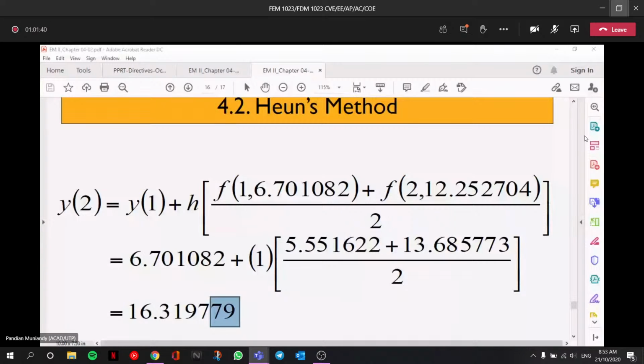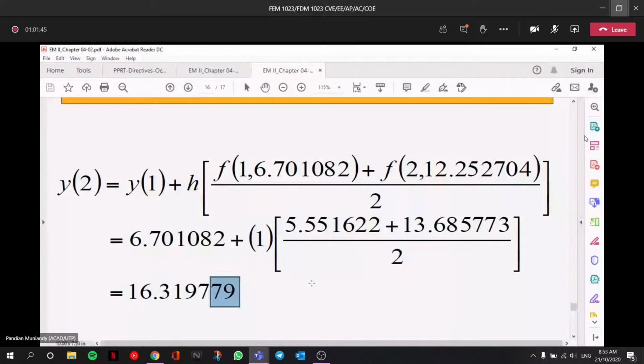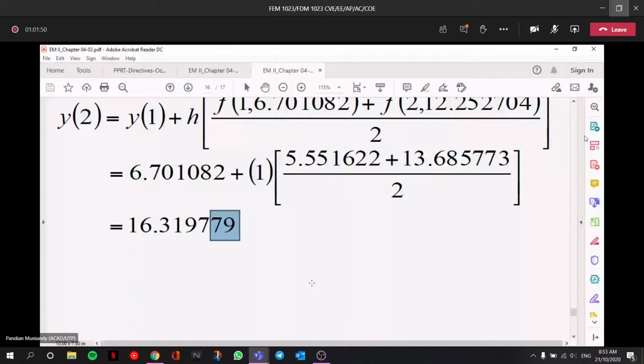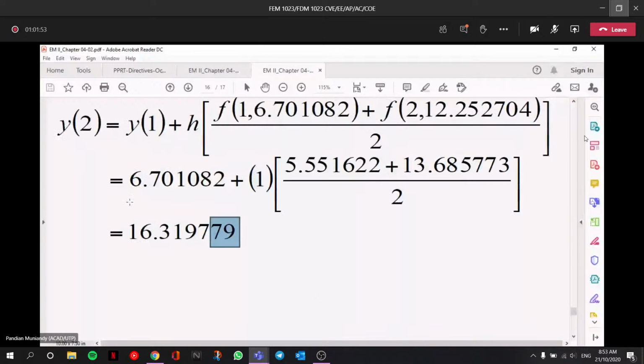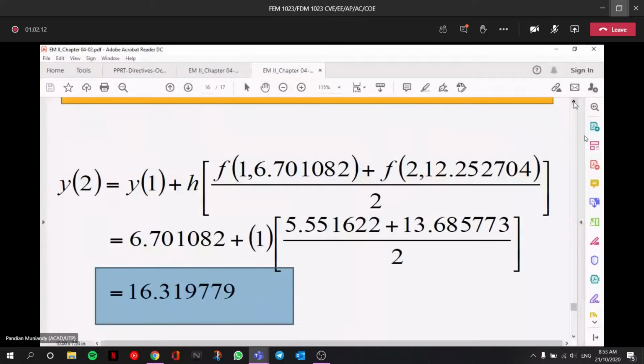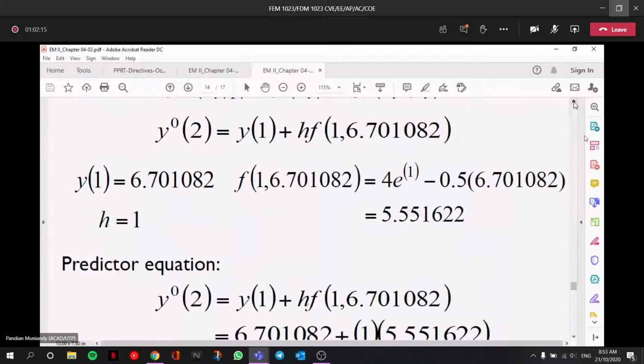Question, please. So, the final answer, this is your y at x2, 16.319782. You got it, 82, right? So this is the output at y2. So we already have this answer. That means you already solved successfully. You already solved successfully this problem.